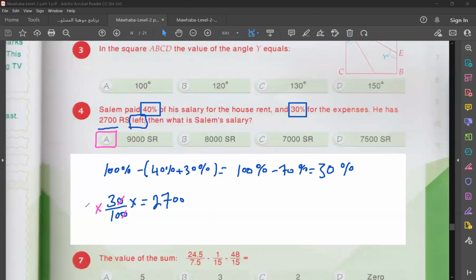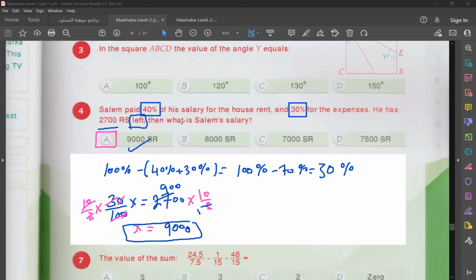I multiply by 10 over 3. Also, you multiply by 10 over 3. Then you simplify it. Then X equals 2,700. We simplify with the 3. Look here, when I simplify with the 3, also here, the 3 will be 900. 900 times 10 is 9,000. So the salary is 9,000. Do you see? Do you understand?